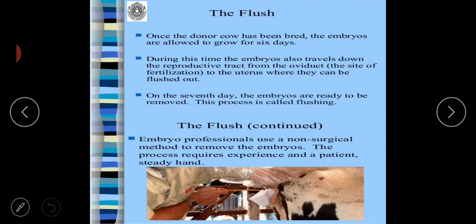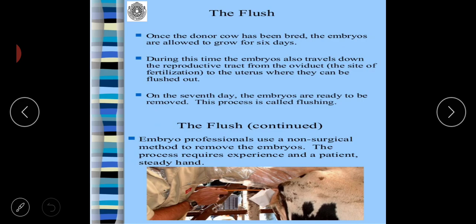Flush. Once the donor cow has been bred, the embryos are allowed to grow for 6 days. During this time, the embryos also travel down the reproductive tract from the oviduct, that is the site of fertilization, to the uterus where they can be flushed out. On the 7th day, the embryos are ready to be removed, and this process is called flushing. Embryo professionals use a non-surgical method to remove the embryos, and the process requires experience and a patient, steady hand.